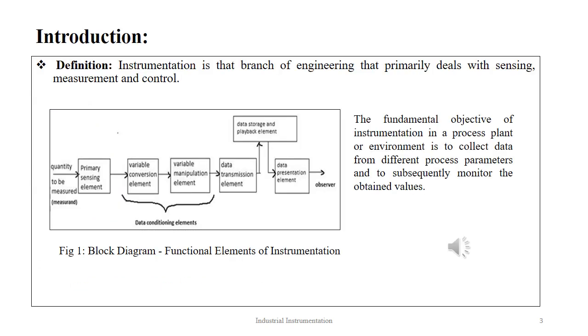Instrumentation is that branch of engineering that primarily deals with three things: sensing, measurement, and control. Given below is the functional block diagram of an instrument system. The fundamental objective of instrumentation in a process plant or environment is to collect data from different process parameters and to subsequently monitor the obtained values.